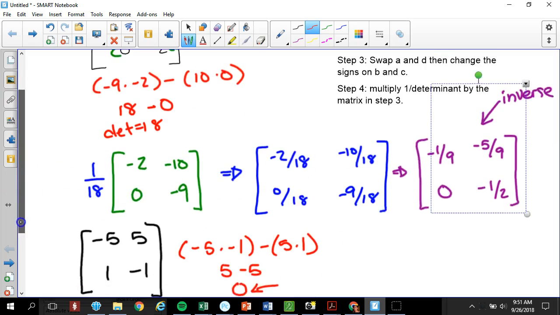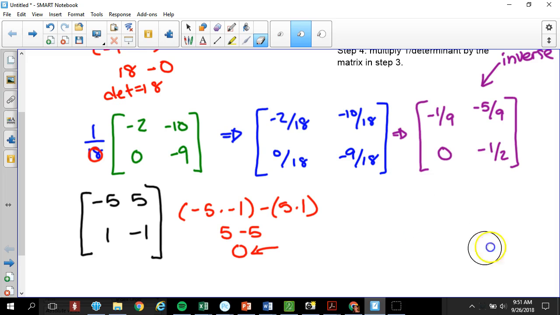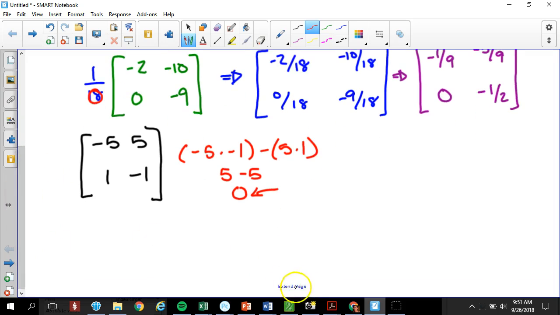The reason for that, if you look right here, if my determinant was 0 instead of 18, I would have had 1 over 0. You can't divide by 0. One of the popular ways that I like to show people that you can't divide by 0 is this. You know 6 divided by 3 is 2. 3 times 2 is 6, right? Well, if I do 6 divided by 0, 0 times what equals 6? Nothing. That's why it's undefined. You can't do it. It fails every time. Because that would force me to divide by 0, I can't do that. So there's no inverse for that one.